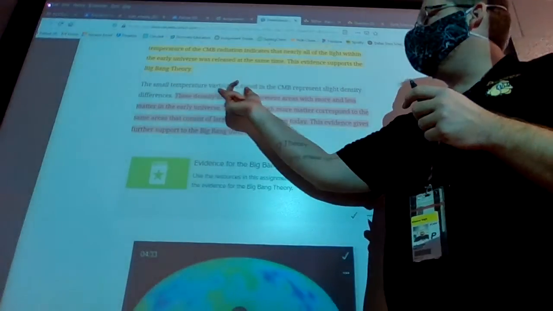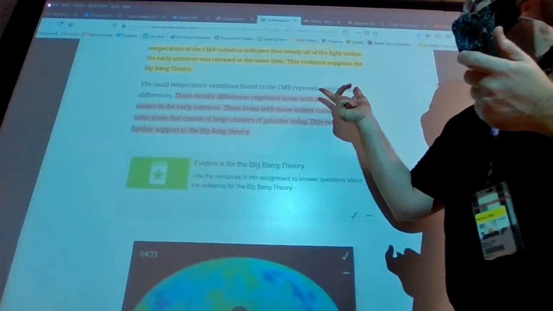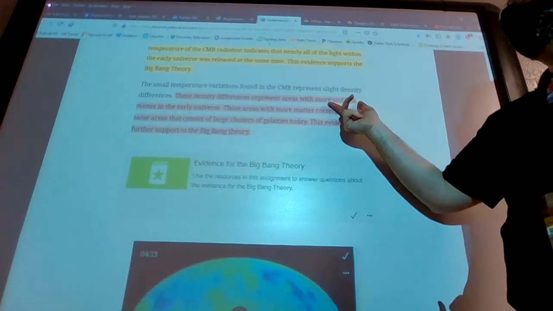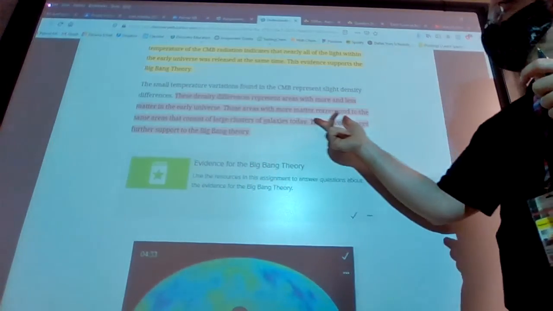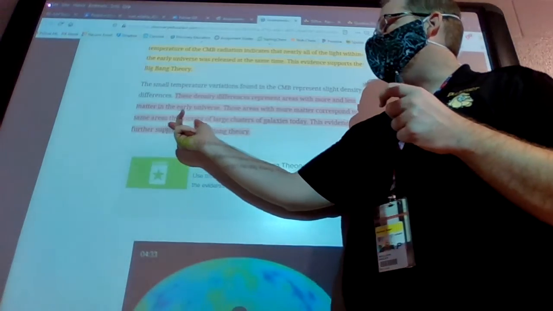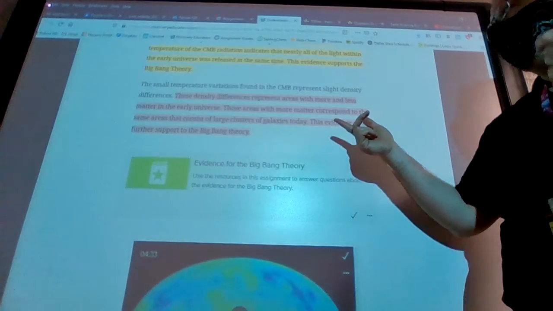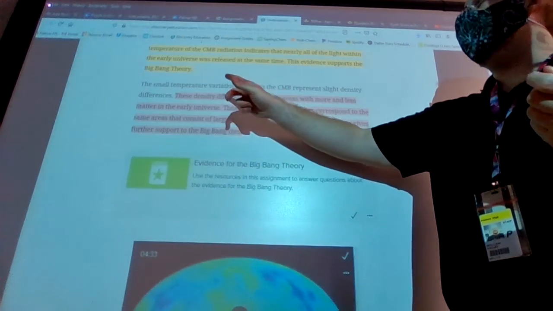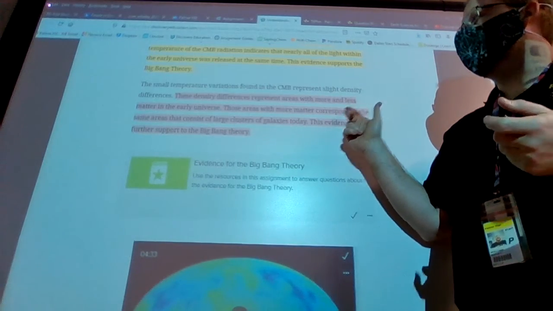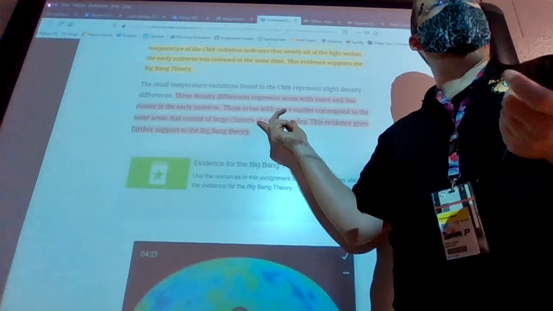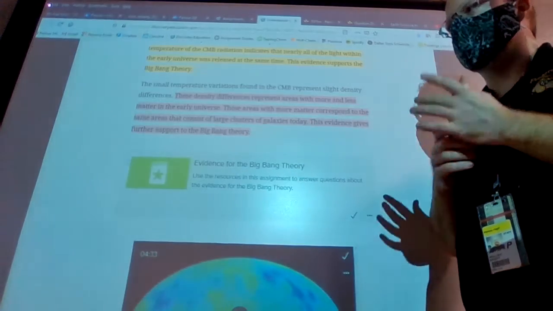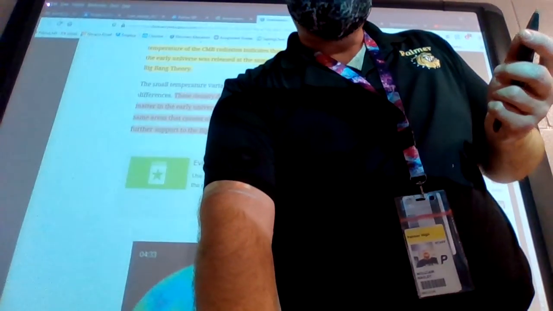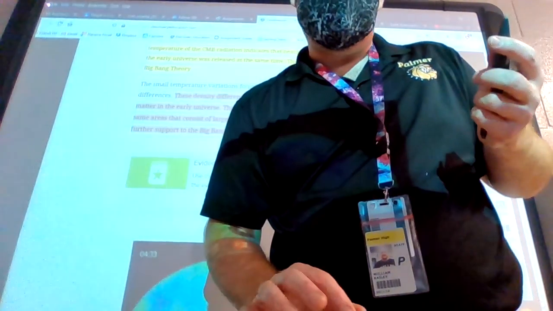The small temperature variations found in the cosmic background radiation represent slight density differences. These density differences represent areas with more and less matter in the universe. The areas with more matter correspond to the same areas that consist of large clusters of galaxies today. This evidence further supports the Big Bang Theory. So basically they're saying the areas with high temperatures correspond to areas that have a lot of galaxies as we look out into the universe. And that helps us confirm the Big Bang Theory using the temperature variations in the cosmic background radiation.